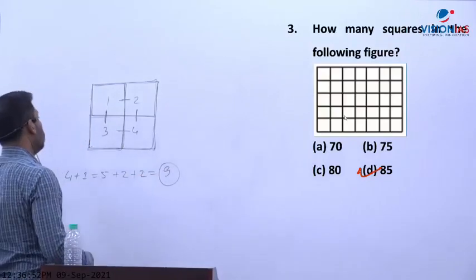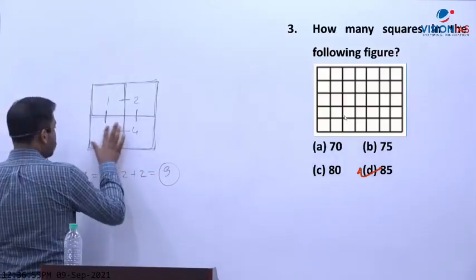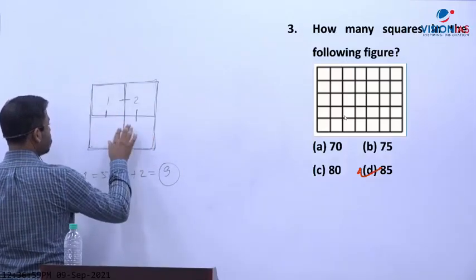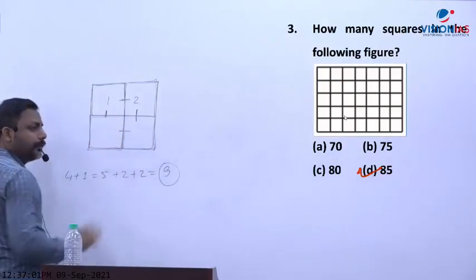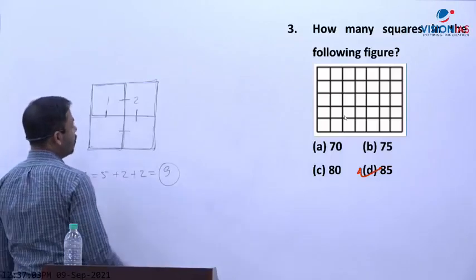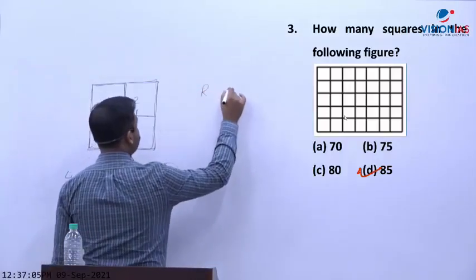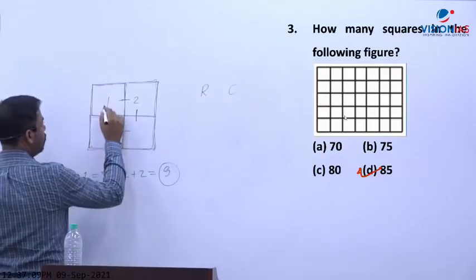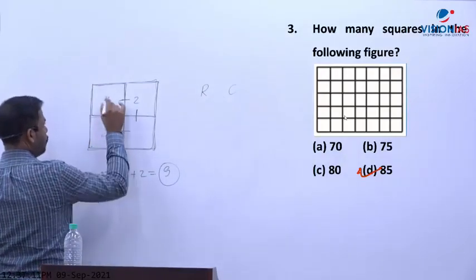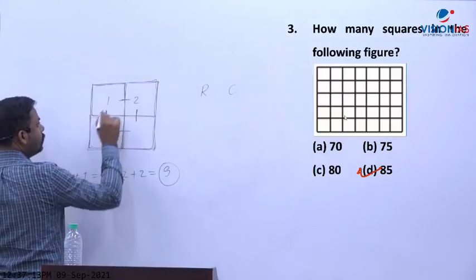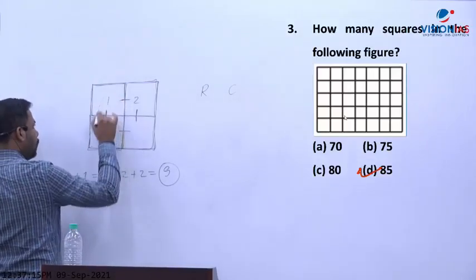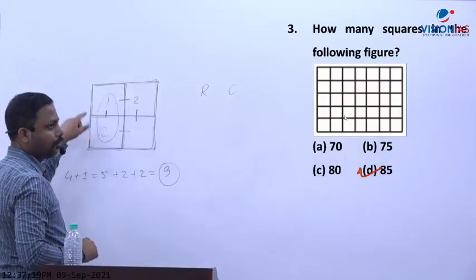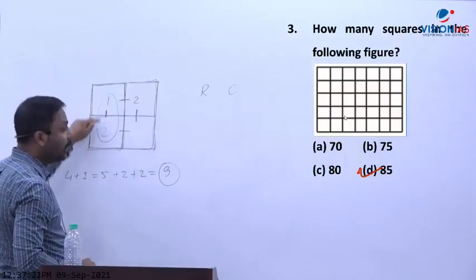But how can we count this in this particular case? Using a trick. The trick is very simple. Again, we have to take two things, row and column. Put the values in rows and columns, starting from 1. So 1 and 2. We will add the values. Whatever we mention in the row and column of the figure, we will add them.